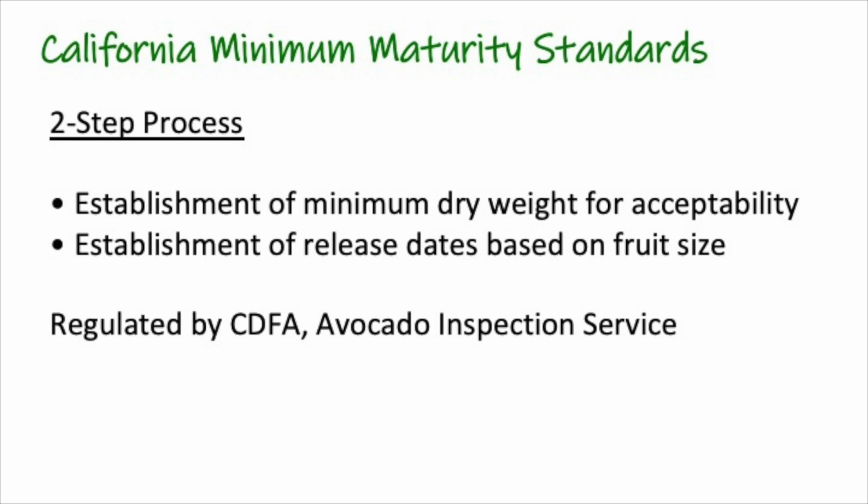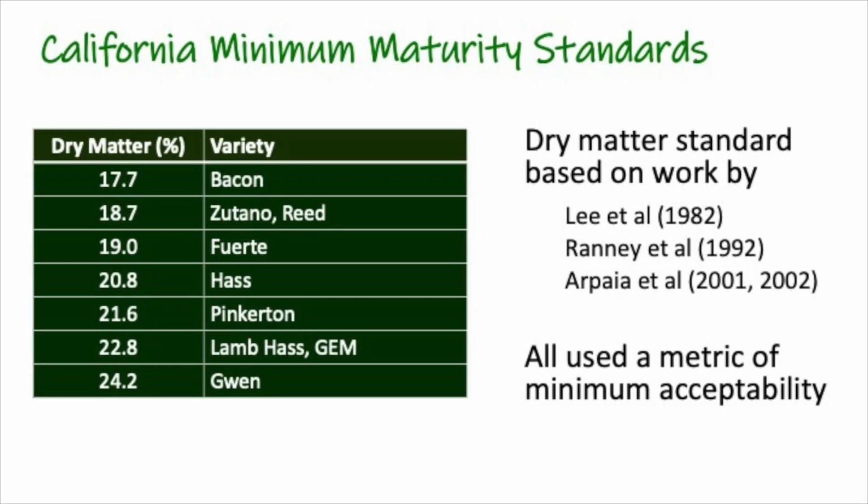And the genesis of the idea of release dates goes back to the research that Sukun Lee did back in the 1970s and 80s. Every variety in California has a minimum dry matter. This is just some of the main varieties we grow in California, and what that minimum dry matter is. These numbers are available on the California Avocado Commission website.